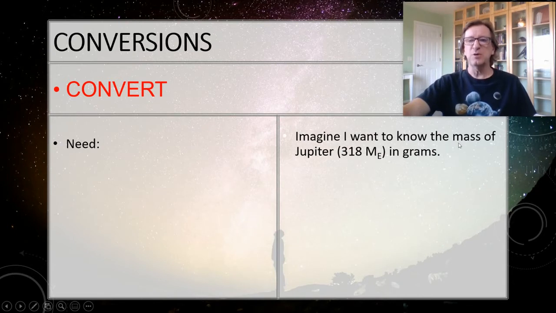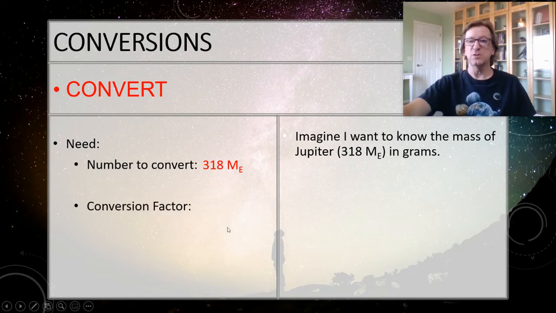Okay, so imagine I want to know the mass of Jupiter, which is 318 Earth masses, in grams. So I need the number to convert. Well, Jupiter is 318 Earth masses. Earth masses is a unit, and I want to convert that to grams. So I need a conversion factor. You look on your equation sheet, and it's got the conversion factor. The conversion factor is 1 Earth mass is 5.97 E27. Remember, that's how you put that in. 5.97 times 10 to the 27 is 5.97 E or EE or EXP 27 grams.